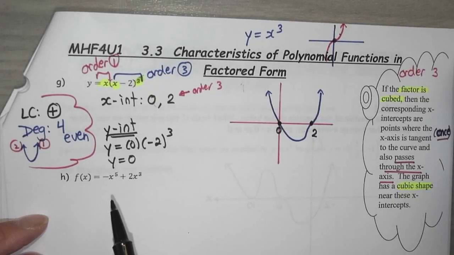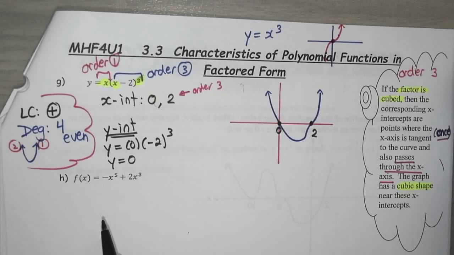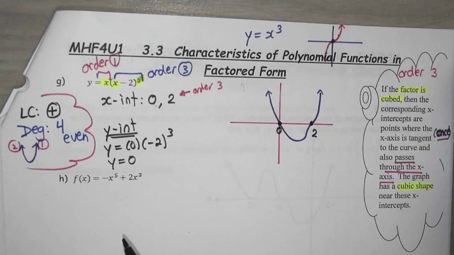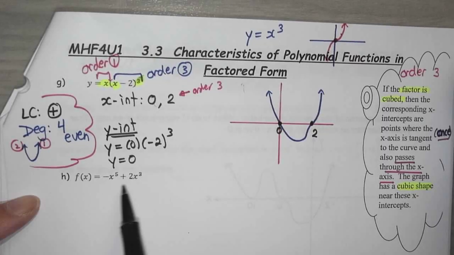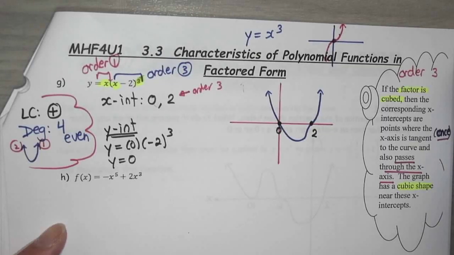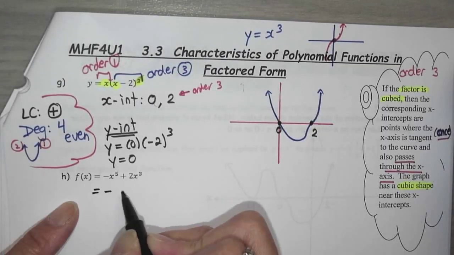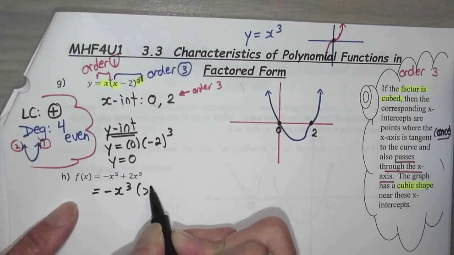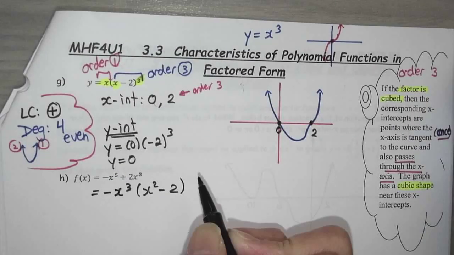Try it again. This time, I'm giving you a bit of factoring to add to it. Again, we're only doing the factoring that we know how at this point. So yes, we know how to do common factor, right? So if you look at that and go, that's not in factored form, yes, you will have to introduce that. So I'm going to go negative x cubed, x squared minus 2.